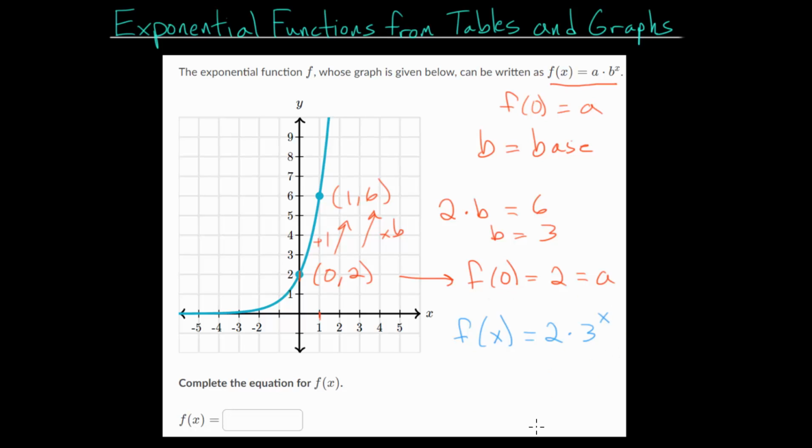To check this, you want to look at some other point or multiple points on the graph to make sure that this works. Let's look at when x is minus 1. f of minus 1 should be 2 times 3 to the minus 1. That means we're dividing by 3 once, so this is 2/3. So it should go through the point (-1, 2/3). Fractions can be a little bit difficult to tell, but we can get a rough idea, and it looks like at minus 1 it does go through right about 2/3. So that seems to make sense. If you want, you can check further points to make certain the equation is right. But we can plug in 2 multiplied by 3 to the x power as our equation for this graph.